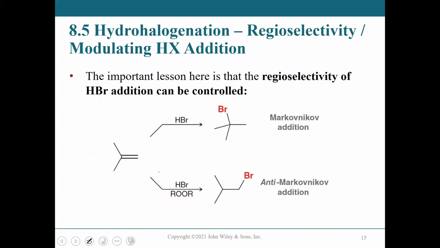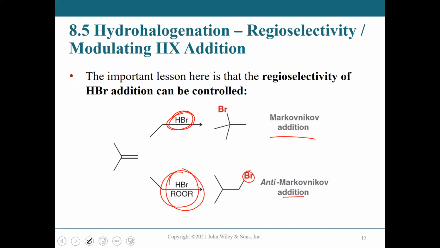To summarize hydrohalogenation, we have two types: HBr alone, which follows Markovnikov, and HBr with peroxide, which follows anti-Markovnikov. Two different ways to do hydrohalogenation, very specific, with very high yields for Markovnikov, and also very high yield for anti-Markovnikov in the second reaction. Remember that Markovnikov and anti-Markovnikov can only be applied if you have unsymmetrical alkenes.